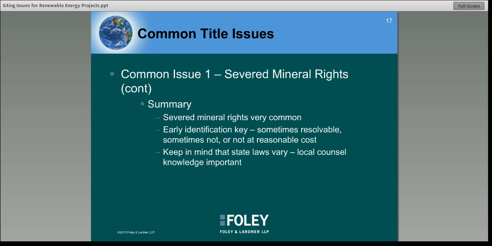So just to summarize, severed mineral rights really are very common in a number of states. Again, the key is to spot them early, because they can sometimes be resolved or sometimes not, or at least not at a reasonable cost. And just the last caveat here is that state laws vary, so it's always important to check the laws of whatever state your site is in.